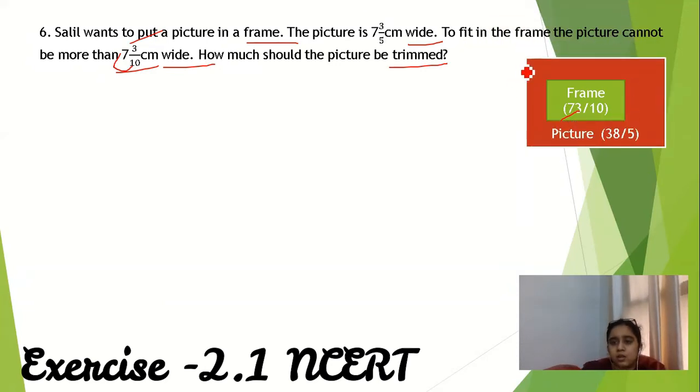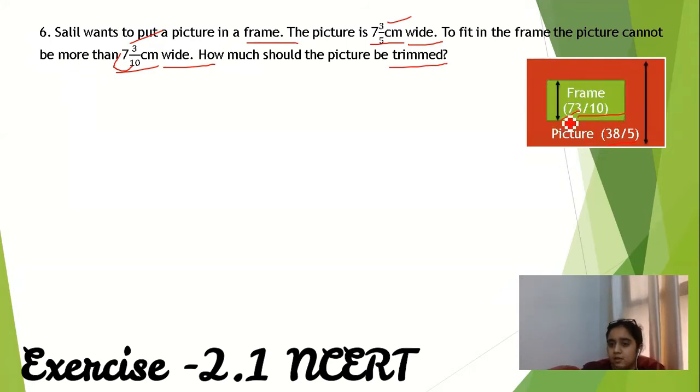And suppose this is our picture, in red color, and the width of the picture is 7 3/5, and when we solve this mixed fraction we get 38 upon 5, that is 7 multiplied by 5 is 35 and 35 plus 3 is 38. So the width of the picture is 38 upon 5 and the width of the frame is 73 upon 10. What we have to find out is how much of this picture we have to cut so that this red part fits into this green part, so that this picture fits into the frame. How much width do we have to cut?